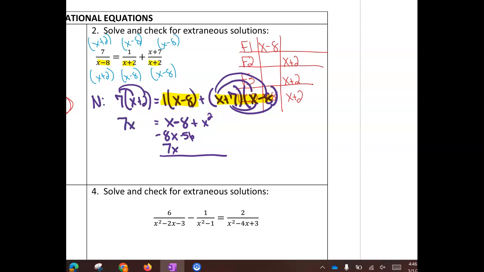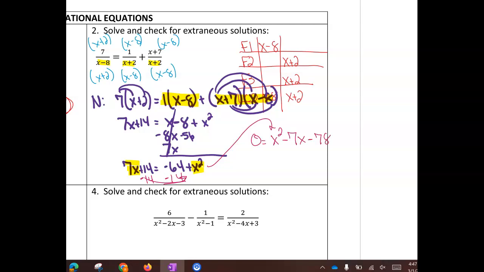7x and 14. So if I bring this all together, I'll have 7x plus 14 on the left side. With all of these x's, 8x, 8x, these are actually all going to cancel out. My -8 and my -56 are going to make a -64 with my x squared. I do see different types of x's, so I'm going to have to factor. So I'm going to bring all of this stuff over, and I'll have x squared minus 7x, and then when I subtract my 14 here to my 14 here, I get -78.